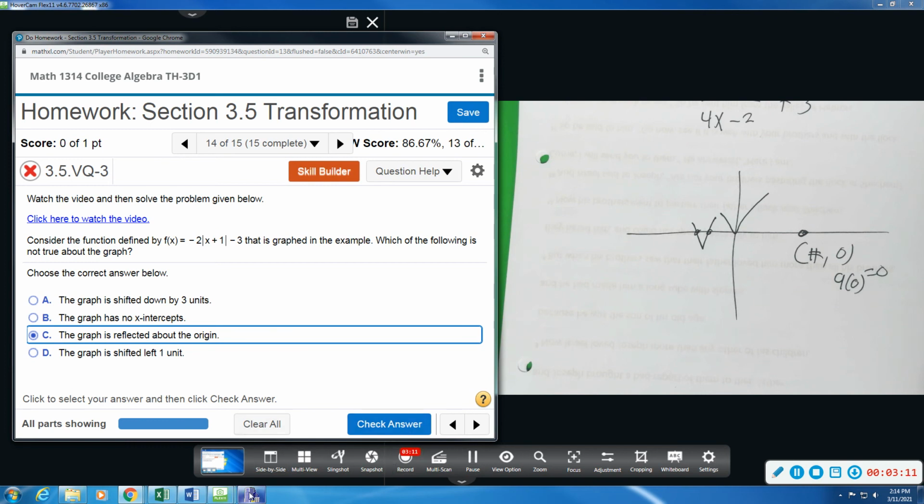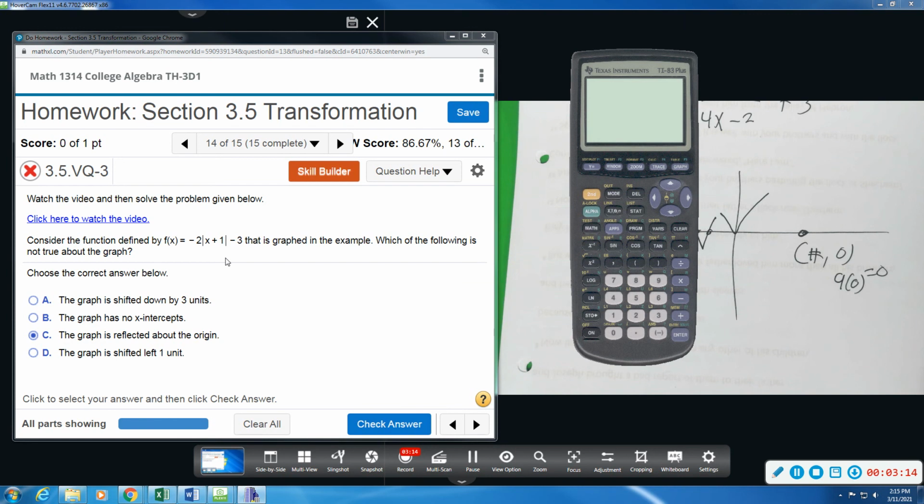Let's graph this and make sure. Because shifted down, reflected across x, that should still give us x-intercepts. Let's see. Make sure. Maybe I'm just having a hard time visualizing what's going on. Negative 2 math, arrow over absolute value, x plus 1, close, minus 3, graph. Can't see anything because I'm zoomed in, so let me go zoom 6 for the standard.